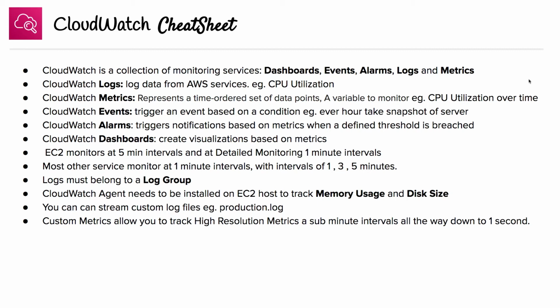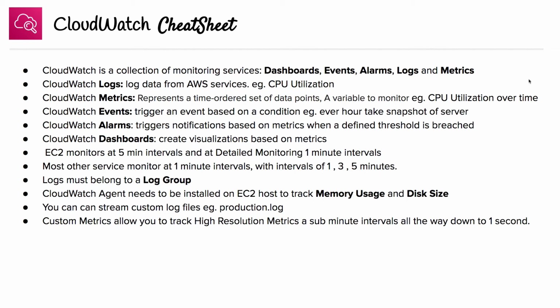There are a couple of exceptions when we're dealing with EC2 and CloudWatch, and the first is that it monitors at an interval of 5 minutes, and if you want to get that 1 minute interval, you have to turn on detailed monitoring. Most services do monitor at 1 minute intervals, and if they don't, it's going to be the 1, 3, or 5 minute interval.